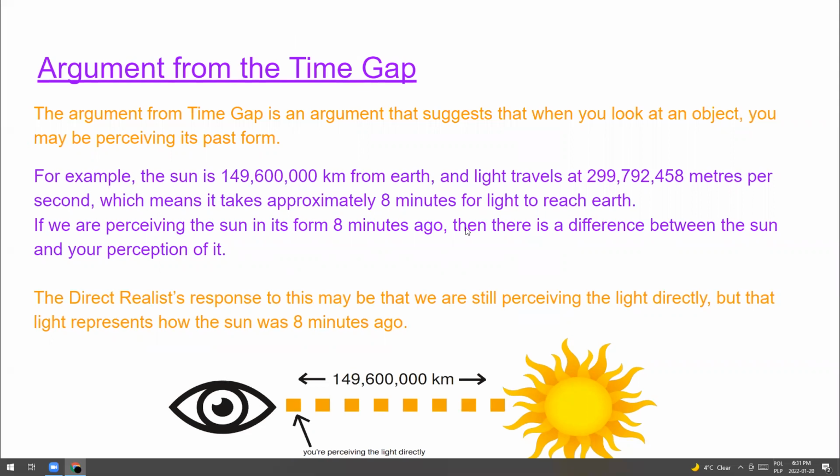The sun is 149,600,000 kilometers from Earth, and light travels at 299,792,558 meters per second, which means it takes approximately 8 minutes for light to reach Earth. If we are perceiving the sun in its form 8 minutes ago, then there is a difference between the sun and your perception of it. The direct realist response to this may be that we are still perceiving the light directly, but that light represents how the sun was 8 minutes ago.